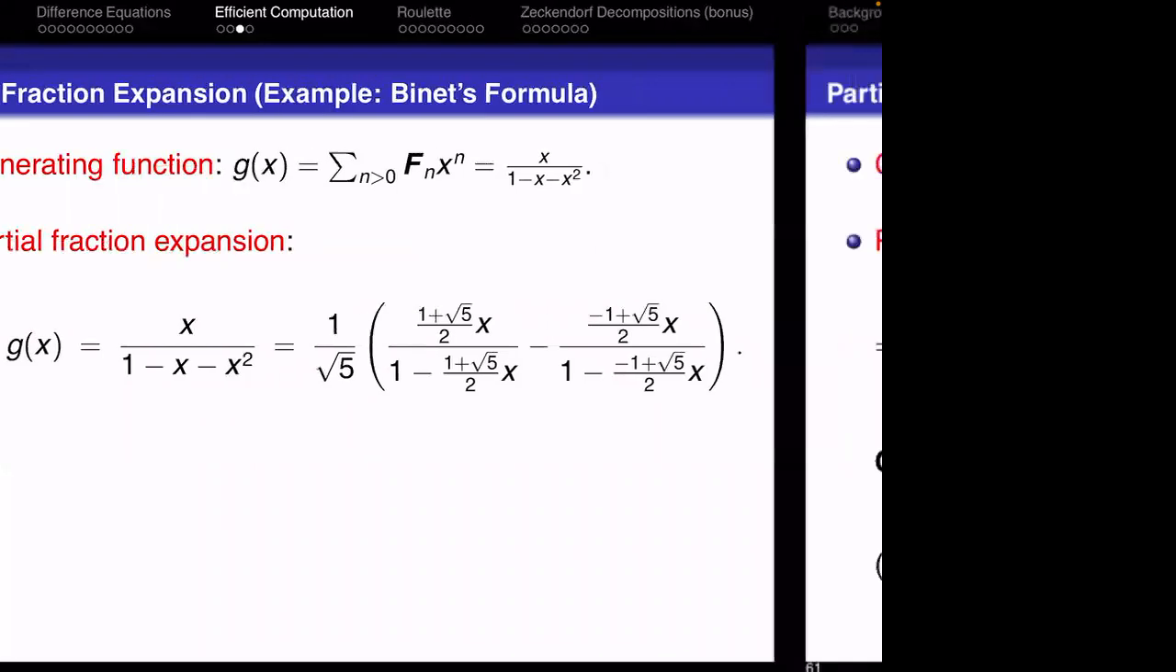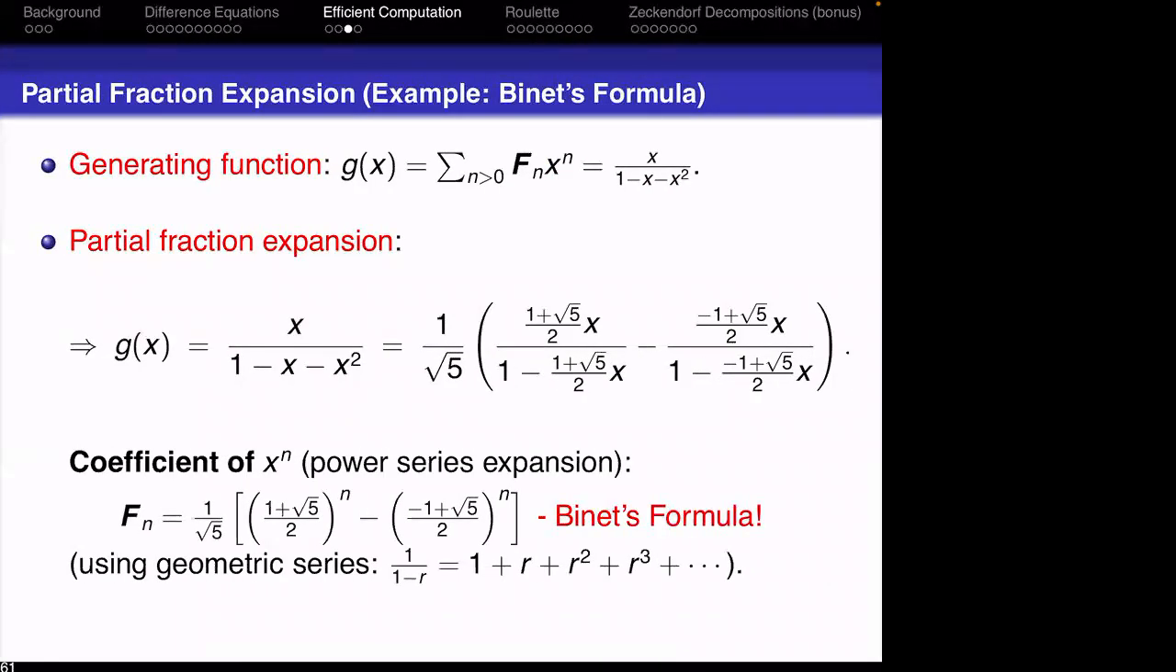And that's then going to lead to the closed form expression for F_n. And so again, we're just using the geometric series formula. So this is a really nice application of partial fractions. If I now want to compute the millionth Fibonacci number, I don't have to go through all of the earlier ones. I can just jump straight to it.